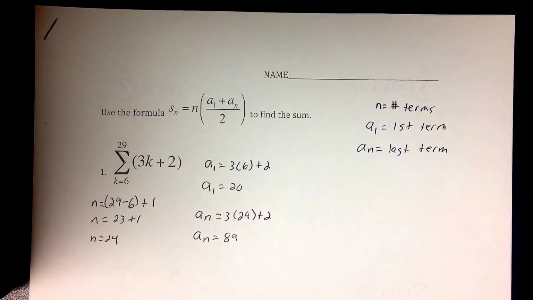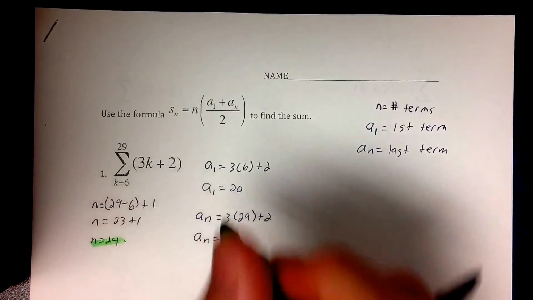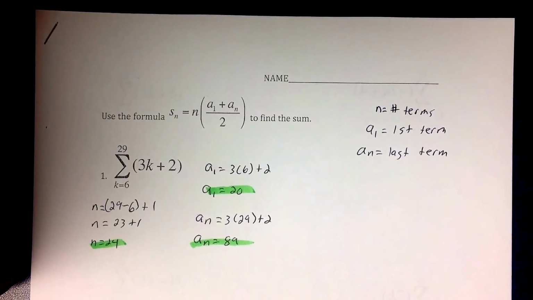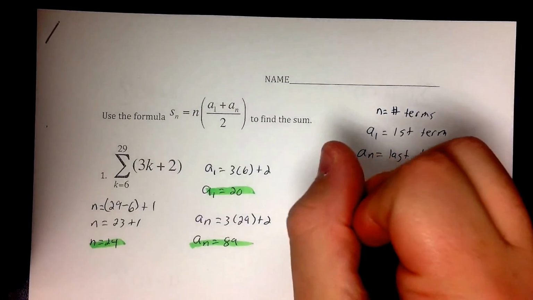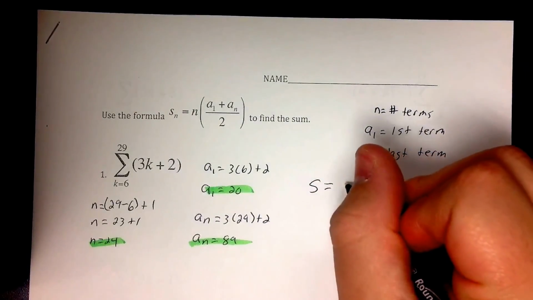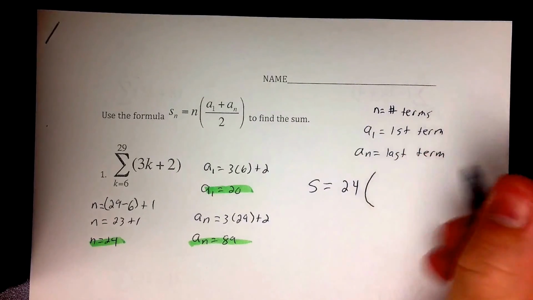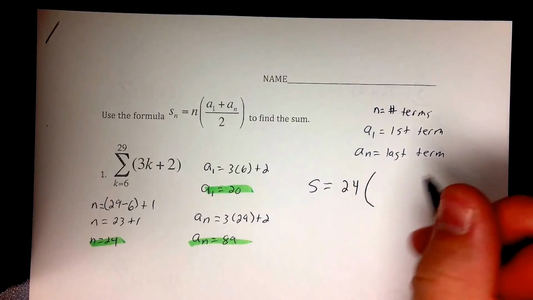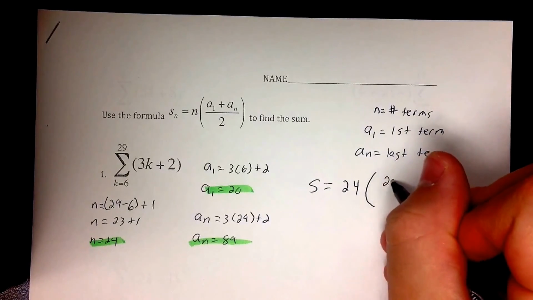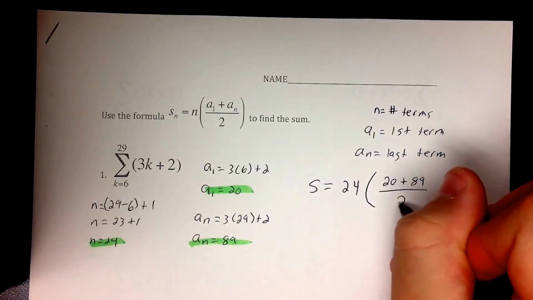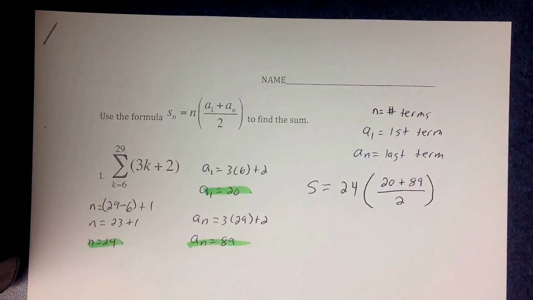So now I've got the three things I need. I got n, the first term, and the last term. So in the formula, the sum equals the number of terms, which is 24, times the first term, A1, so 20, plus the last term, 89, divided by 2.